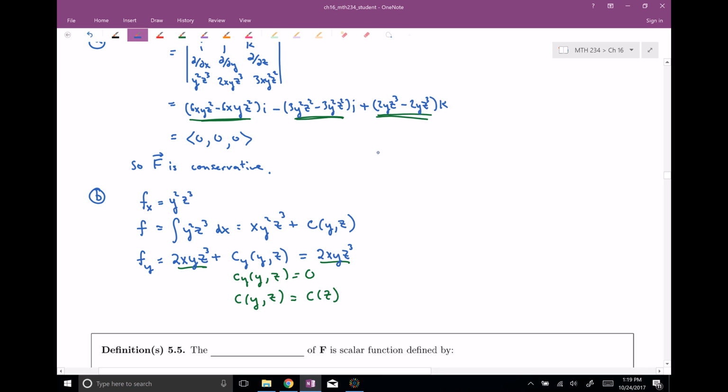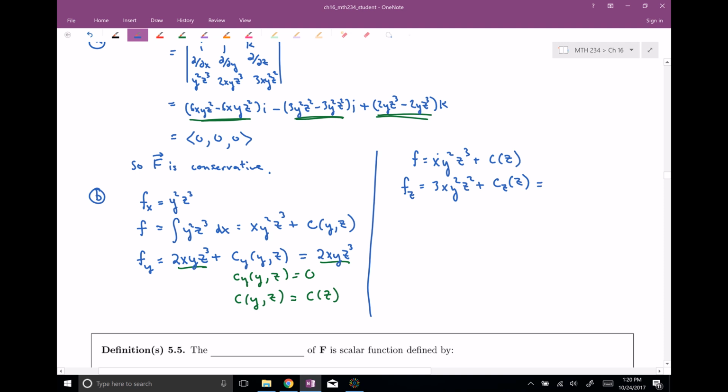So now I need a little bit more room. Let's go over here. And so now my function is looking like f is equal to x y squared z cubed, plus, and now it's a function that only depends on z's. So I've actually gotten someplace. Now let's go ahead and take the z derivative. So this is going to be 3xy squared z squared plus the derivative of c with respect to z. Right, we're taking a z derivative.